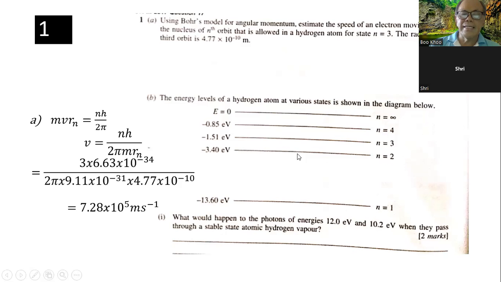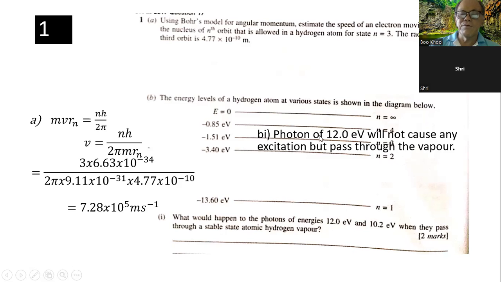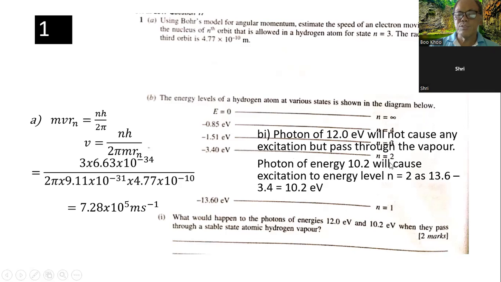10.2 will go to the second level. Right? From first level to second level. So a photon of 12 electron volt will not cause any excitation but pass through the vapor. A photon of 10.2 will cause excitation to energy level n equals 2, as 13.6 minus 3.4 is 10.2 electron volt. Okay, good.